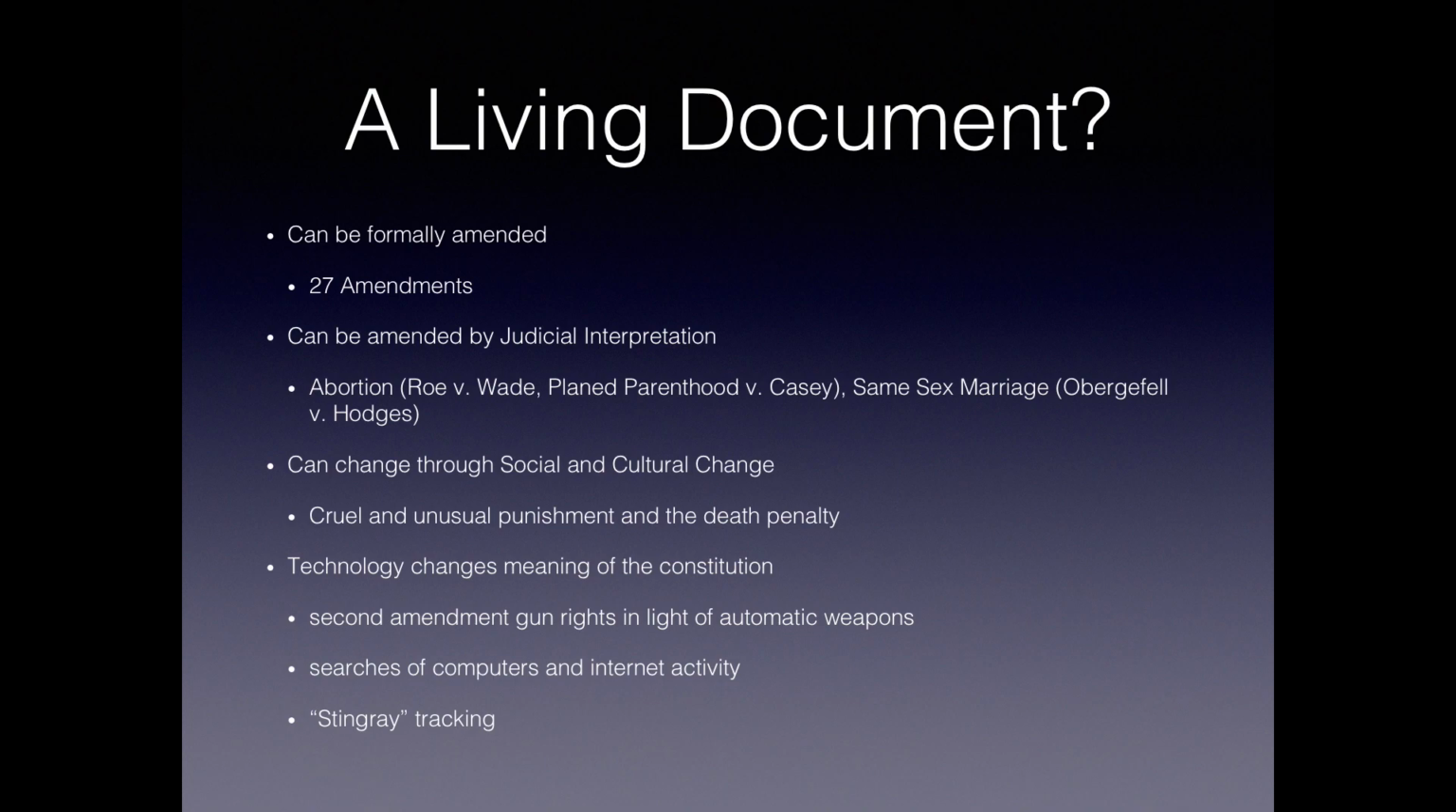We also see changes in social and cultural change. For example, what is cruel and unusual punishment? It's forbidden by a constitutional amendment. There can be no cruel and unusual punishment, but that's not defined. And so what classifies as cruel and unusual punishment has changed over time based upon our social and cultural ideals.